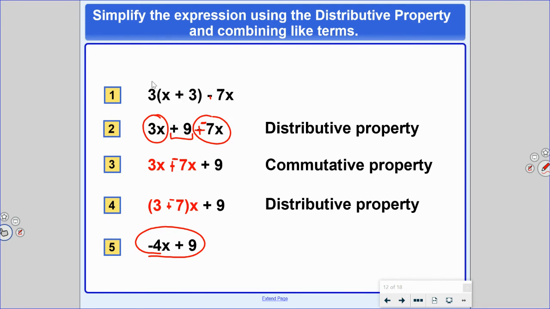Now look back at the top. We had 1, 2, 3, 4 terms. We got some parentheses, and we have simplified it down to 2 terms with no parentheses. That, ladies and gents, is what the word simplify means.